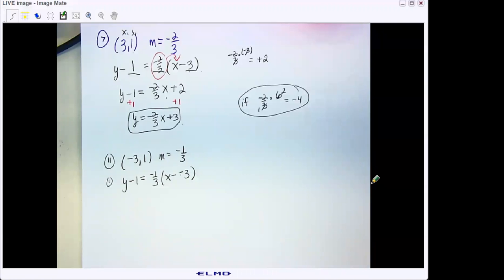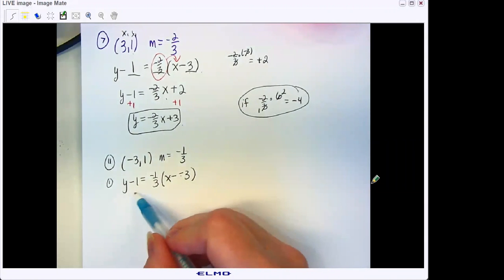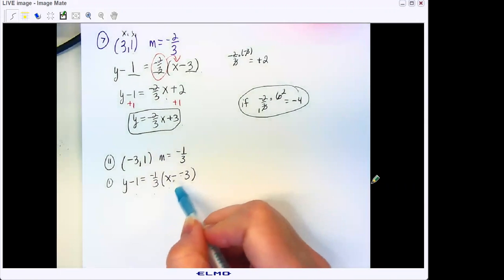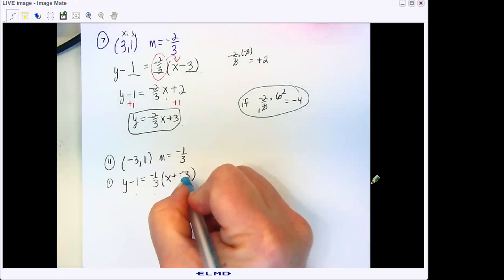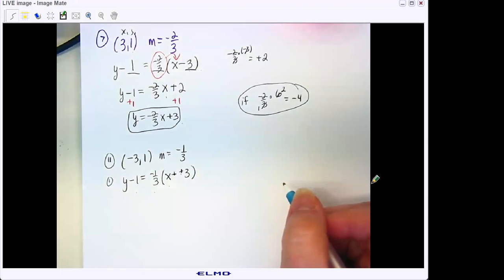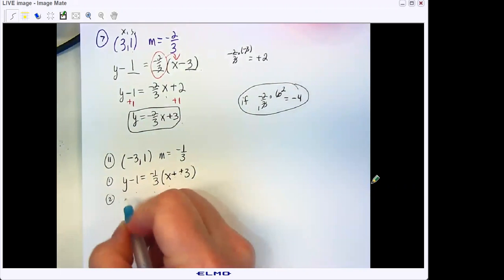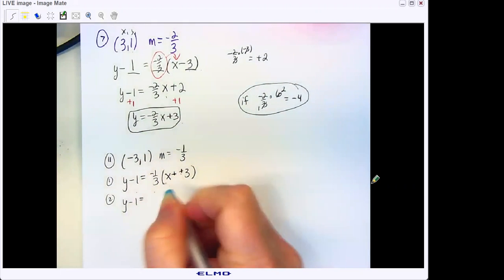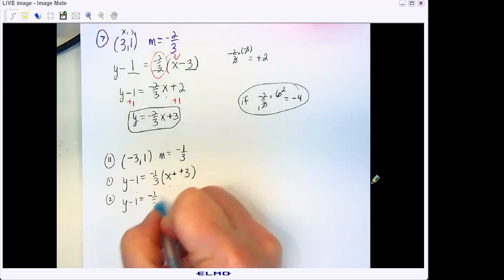Okay. So plugging in our numbers, y minus 1 equals negative 1/3, x minus a minus 3, but we know that two negatives side by side make a plus. Now we're going to distribute. Y minus 1 is equal to negative 1/3x.